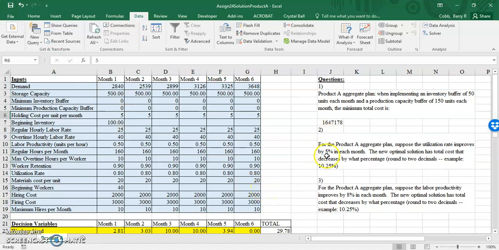So question number 2 says, for the product A aggregate plan, suppose the utilization rate improves by 5% in each month. The new optimal solution has total cost that decreases by what percentage?